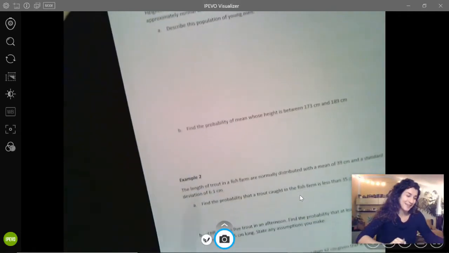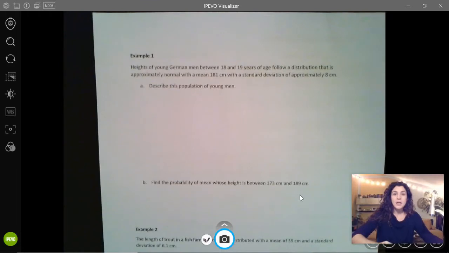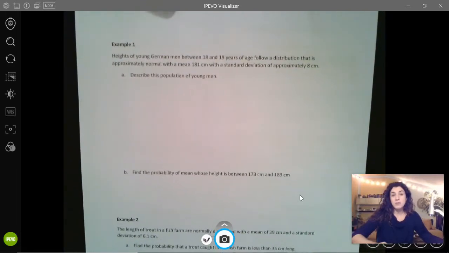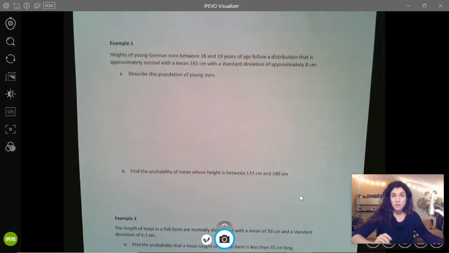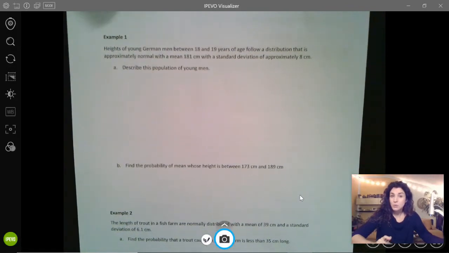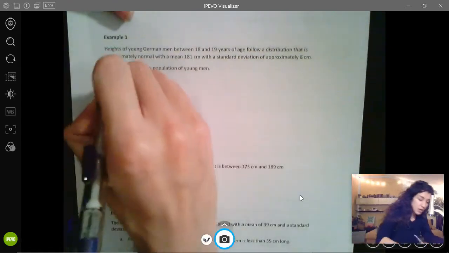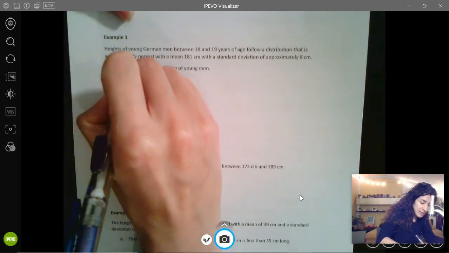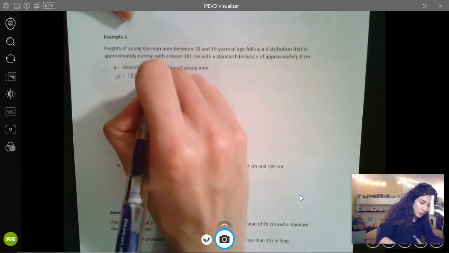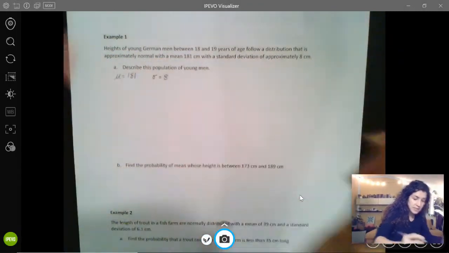All right, we're gonna do 2 examples together, and then that'll be it. The heights of young German men between 18 and 19 years of age follow a distribution that is approximately normal, with a mean of 181 and a standard deviation of approximately 8. So we're going to assume that we've been told that it's normally distributed, that the mean is 181, and that the standard deviation is 8.